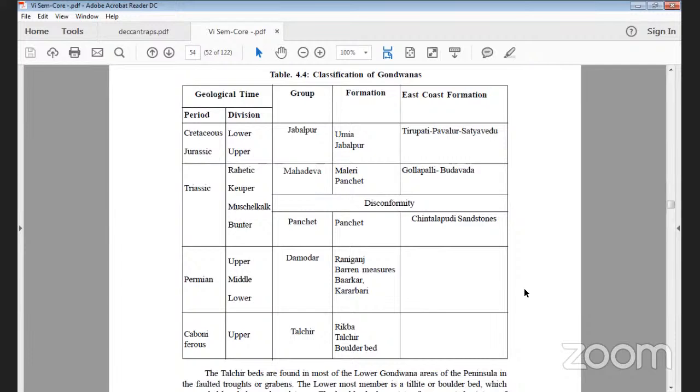Next, coming to the Permian period. In the Permian period, the Gondwana is divided into three categories: the first is lower, the second is middle, and the third is upper. These three divisions have only one group, that is Damodar. Again, we see the division of the formations here. The first one is Karharbari, the second is Barakar, the third is Barren Measures, and the fourth is Raniganj.